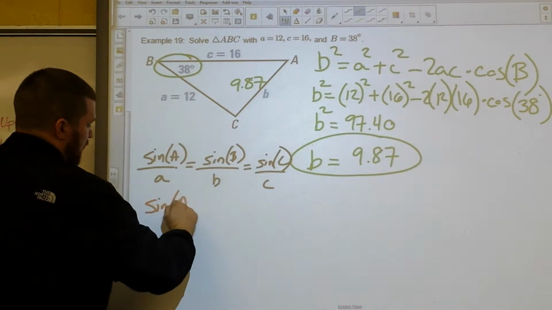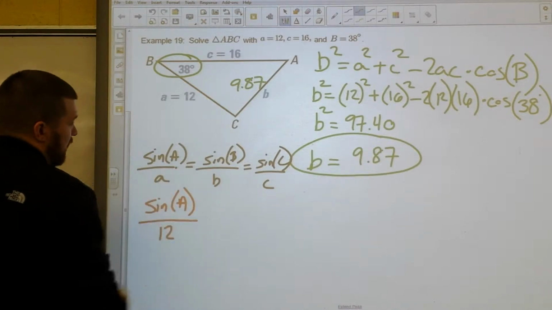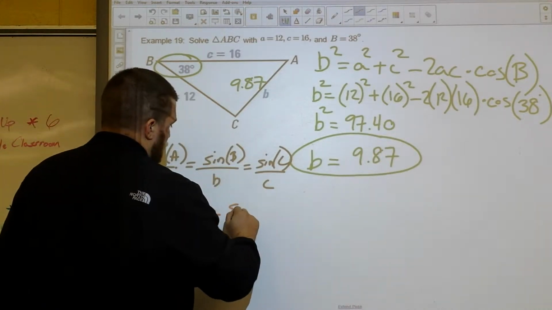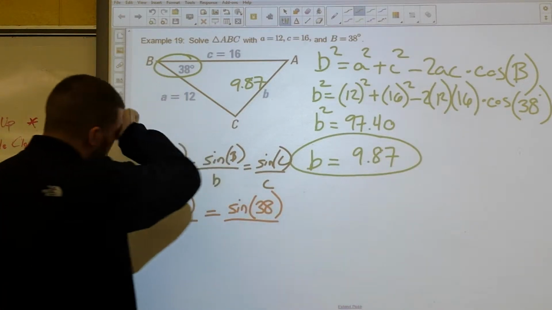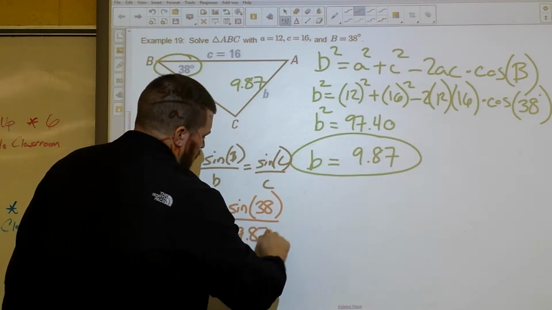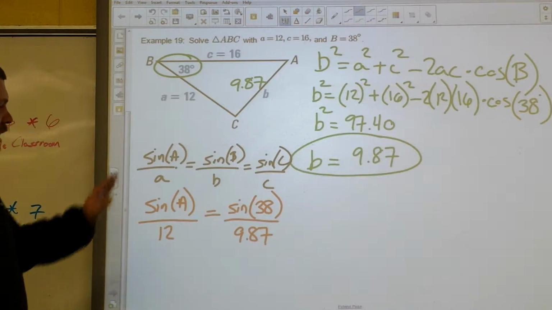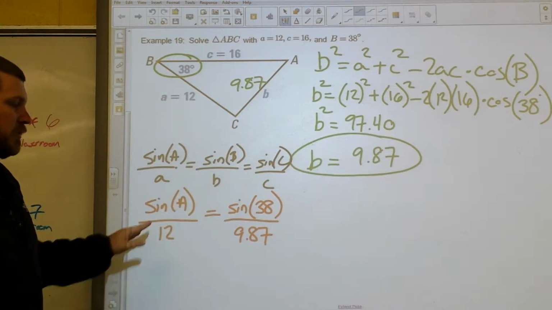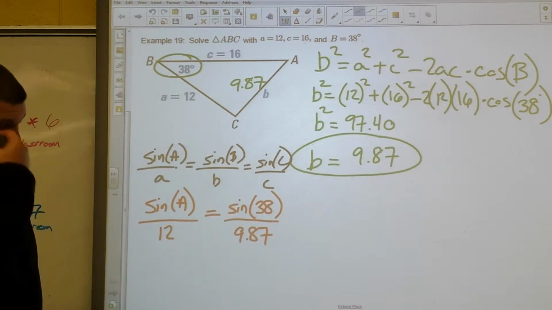I have sine of angle A, that's what I'm trying to find, divided by 12, I know side A, is equal to the sine of angle B, which I do know, and we just found side B, so 9.87. Again, that was rounded, so it might skew our answer just a little bit, but it should be okay. I've got an equation and I only have one missing piece, so that's good. Like we did in the previous video, we're starting off by getting sine of A by itself first.